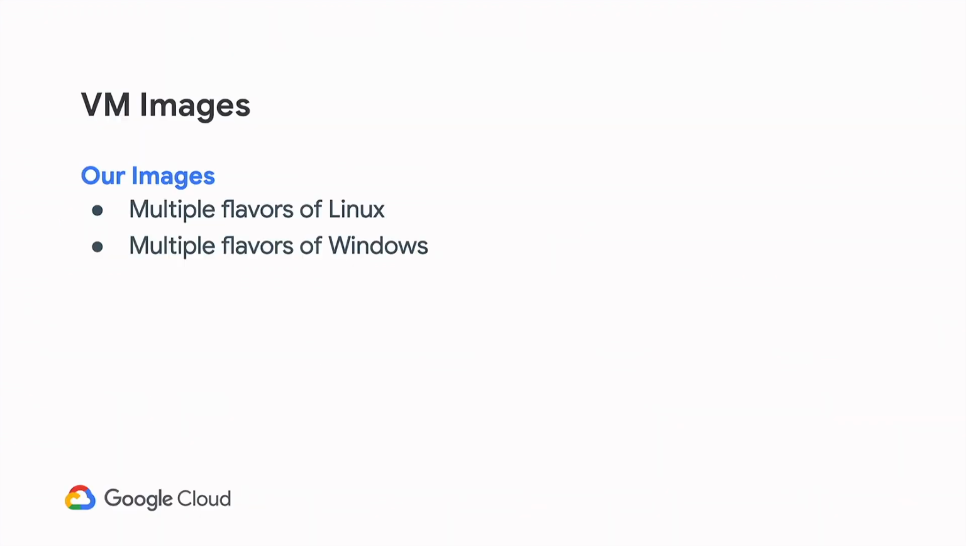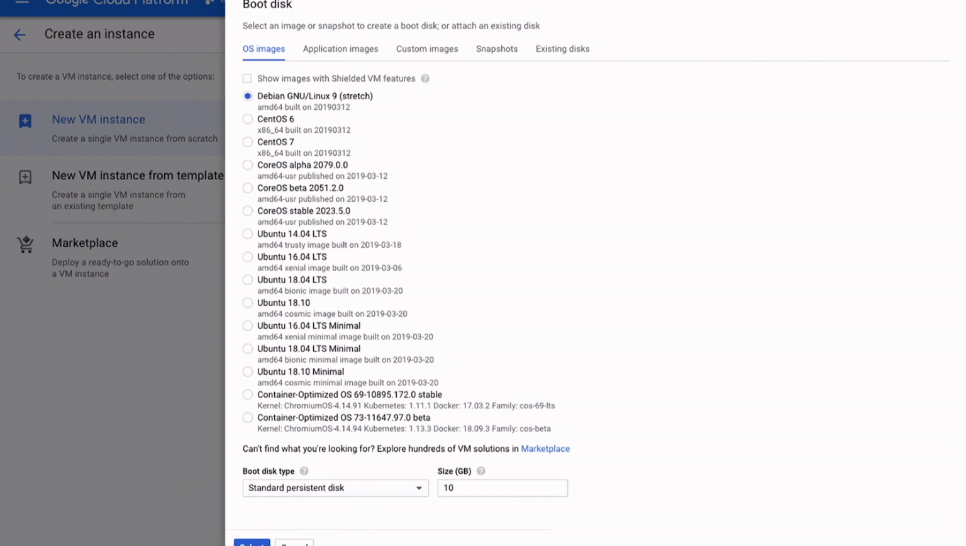Next, VM images. Just now, we showed a long list of pre-built images that are supported by GCP. We have multiple flavors of Linux as well as multiple flavors of Windows machines.